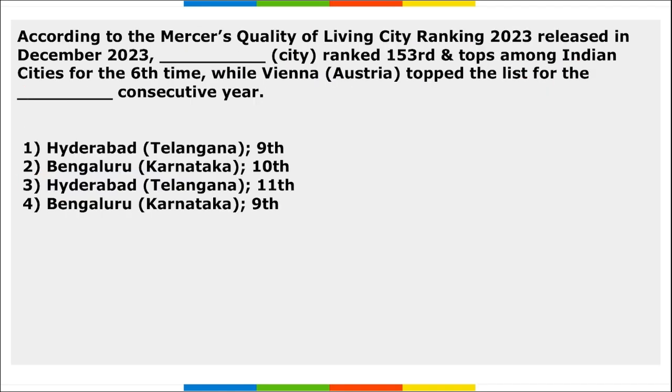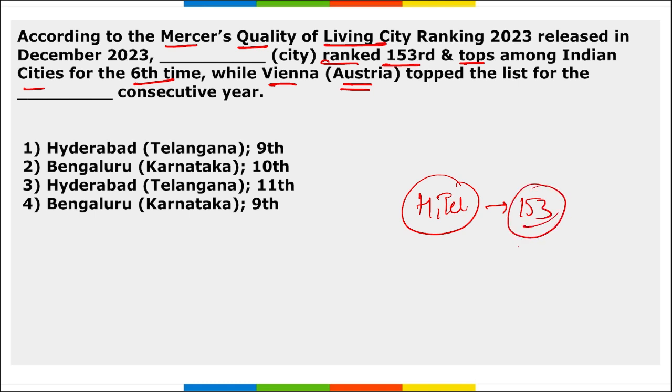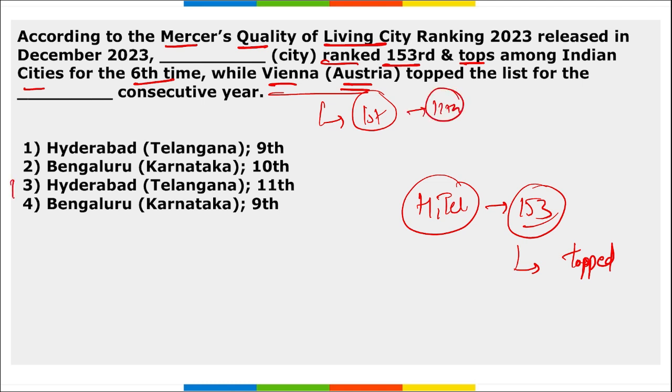Next, according to Mercer's Quality of Living City Ranking 2023, dash city ranked 153rd and has topped among the Indian cities for the 6th time, whereas Vienna, Austria secured the top position for the dash consecutive year. So Hyderabad, Telangana, right, it secured 153rd position globally and has topped among the Indian cities, whereas Vienna, Austria secured the first position globally, and this is the 11th time they have secured the top position globally. So the right option here becomes option 3.